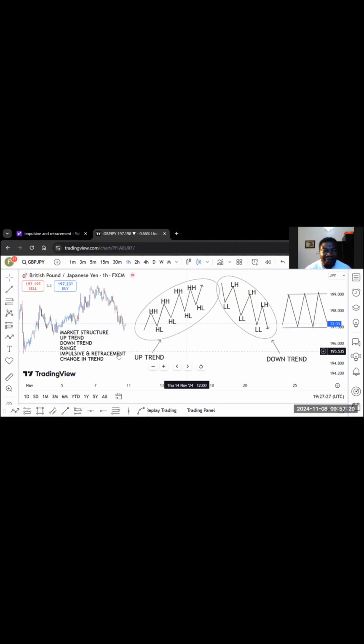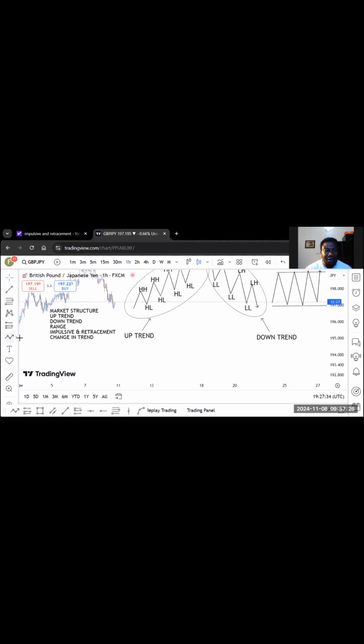The number three directional phase of the market we are going to talk about here is range. So what do I mean by the range?